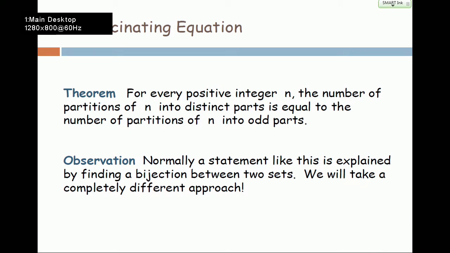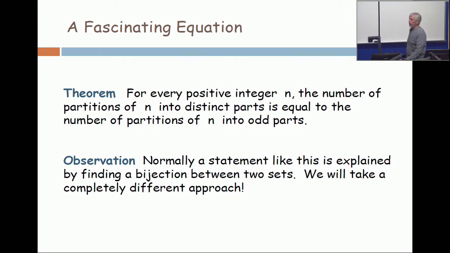All right. Now, we're going to prove that the phenomenon that we have just observed is not an accident. We're going to prove that for every positive integer n, the number of partitions of n into distinct parts is equal to the number of partitions of n into odd parts. Now, in combinatorics, when you say that two sets, two counting things, have the same size, the normal way to do that is to explain what amounts to a bijection between them. Here's one set, here's another set, and here's a mapping that's one-to-one and onto between the two sets, and that explains why they have the same size.